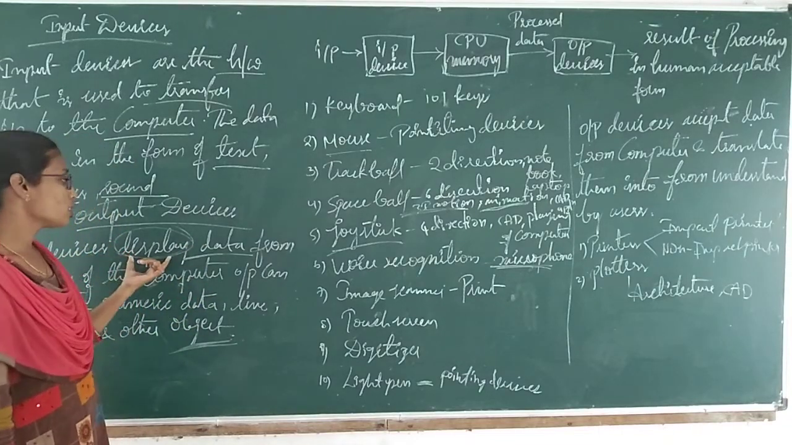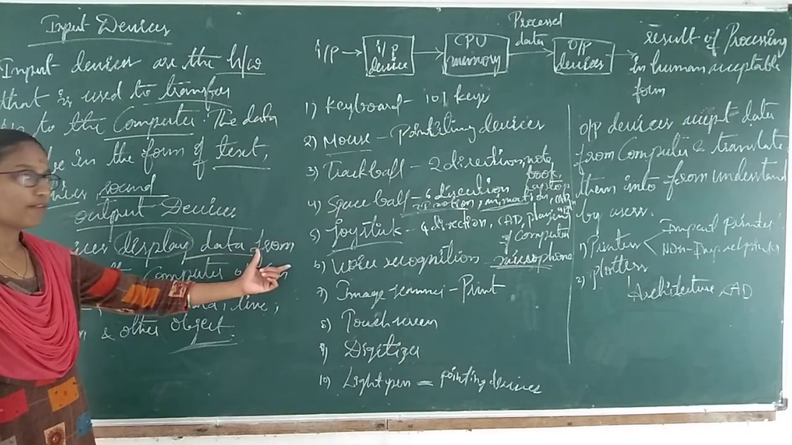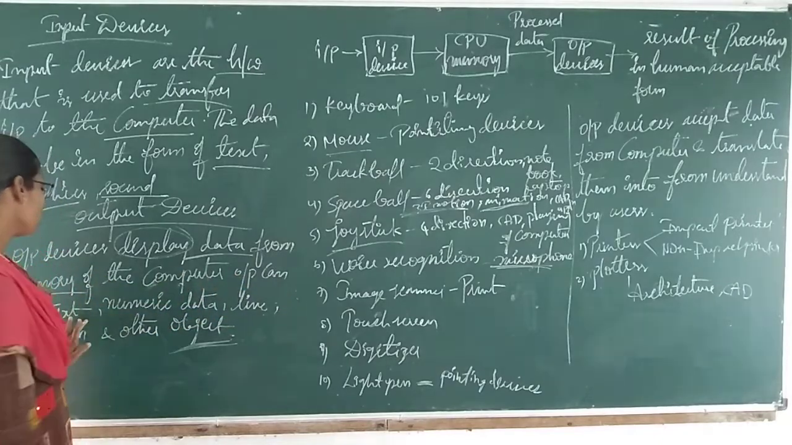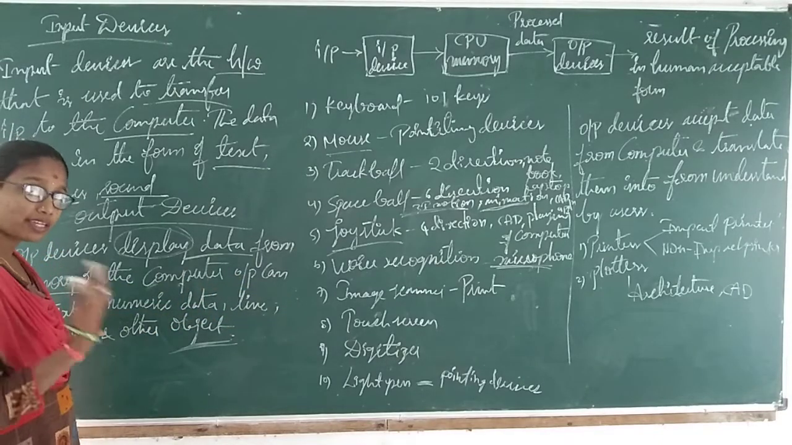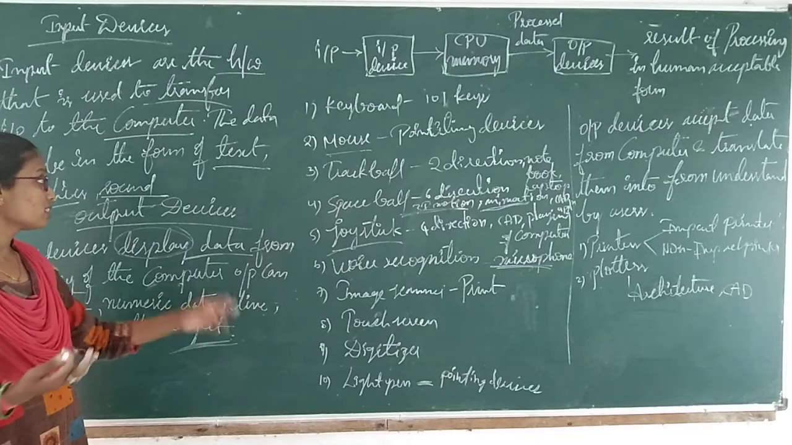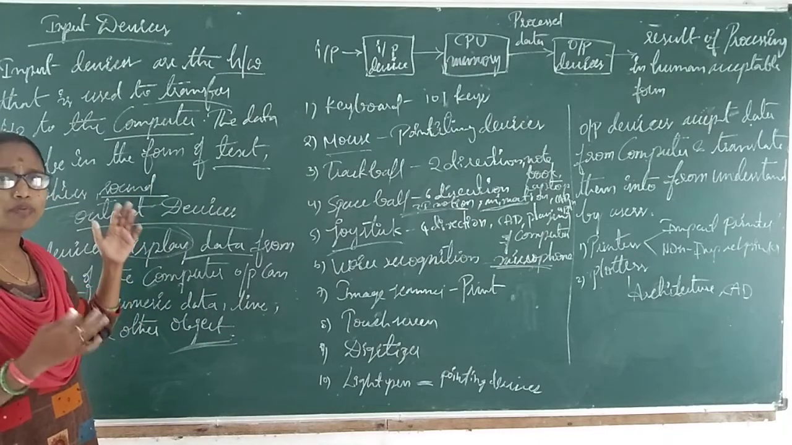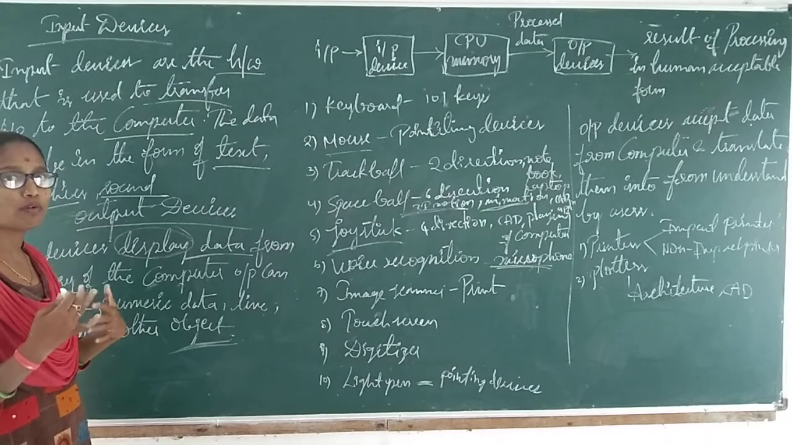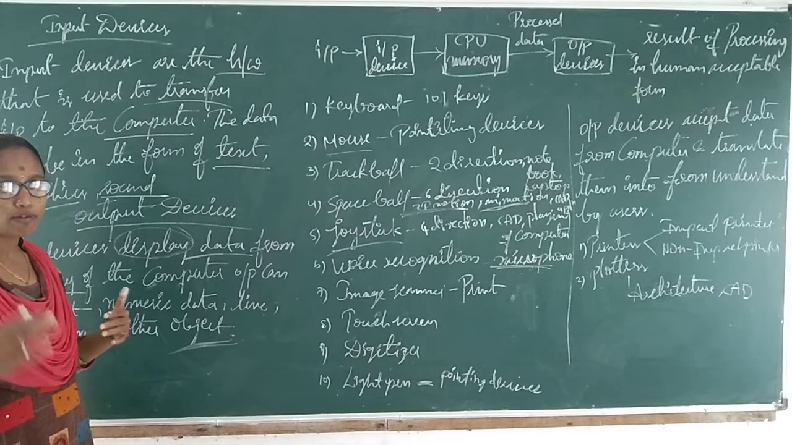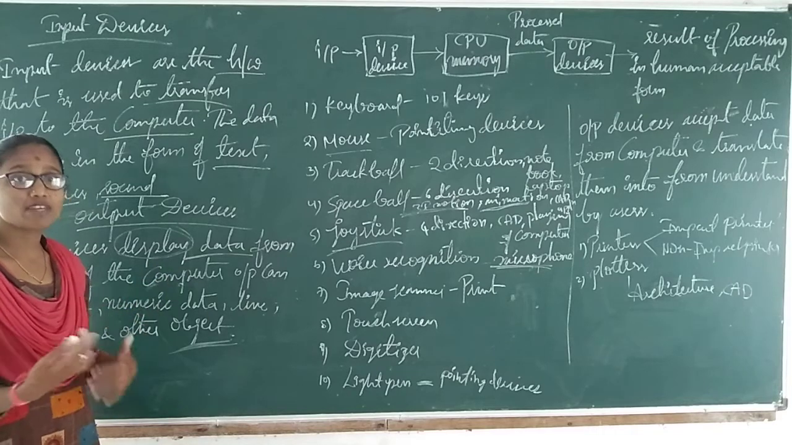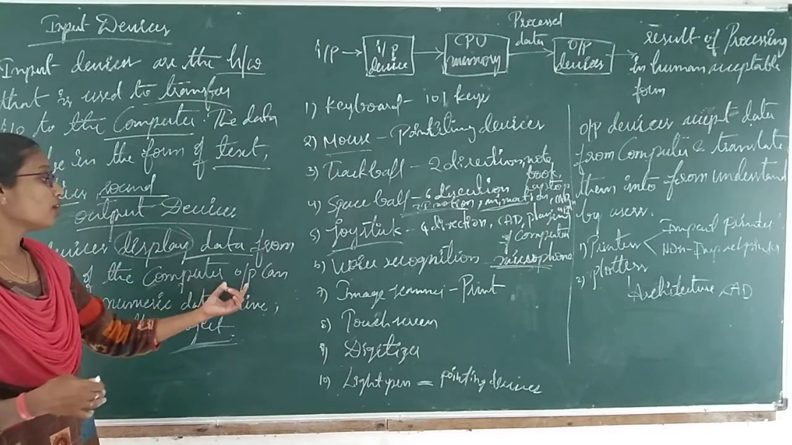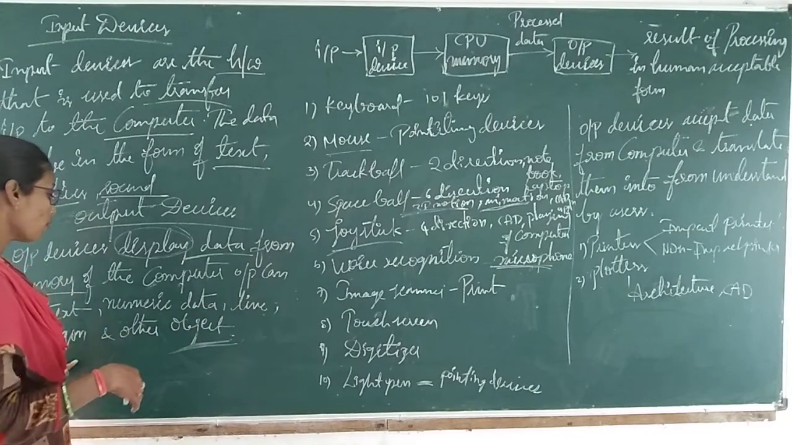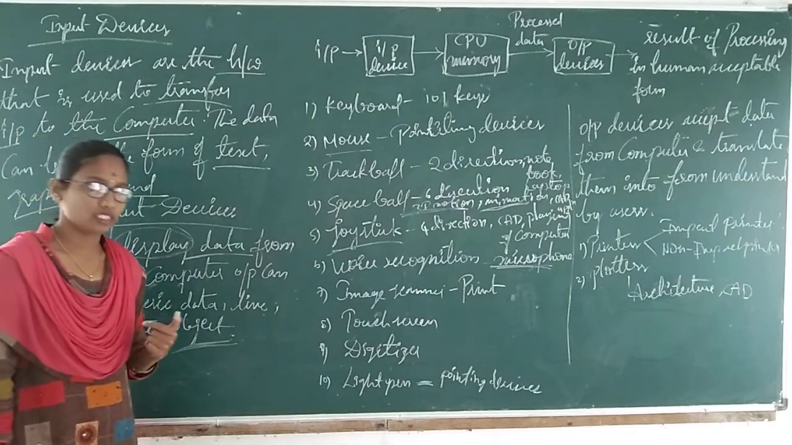Output devices display data from the memory of the computer. Output can be some text or numeric data. Whatever input we send, the result we want is in a human-acceptable form, whatever data we need. Computer output can be text, numeric data, lines, polygons, and other objects.